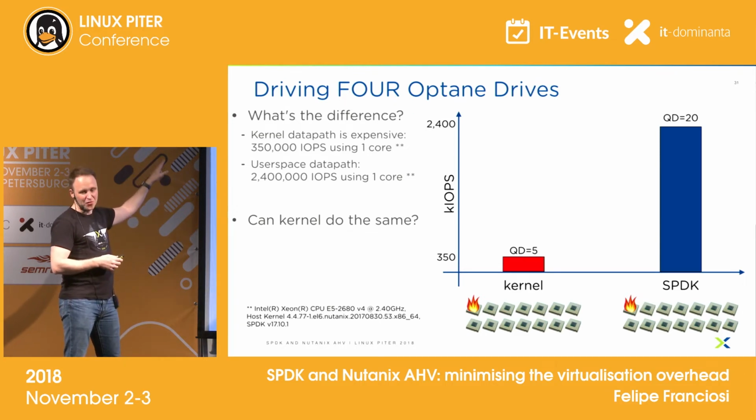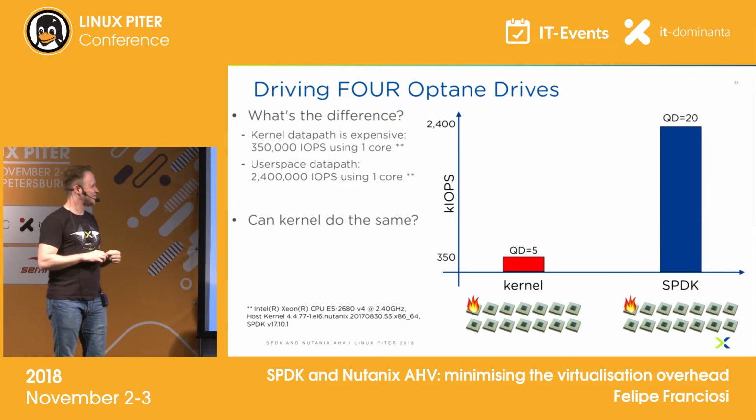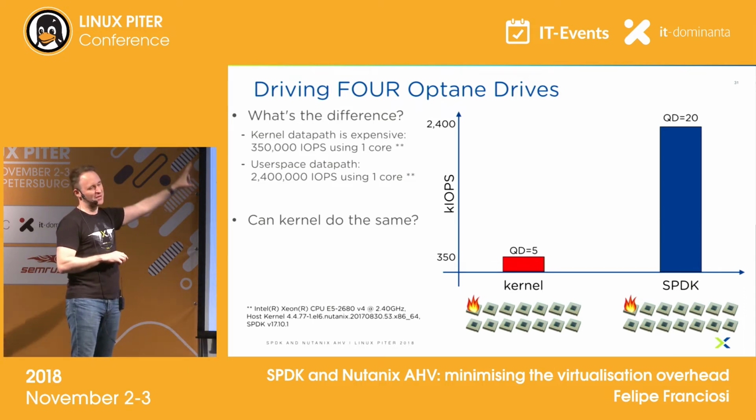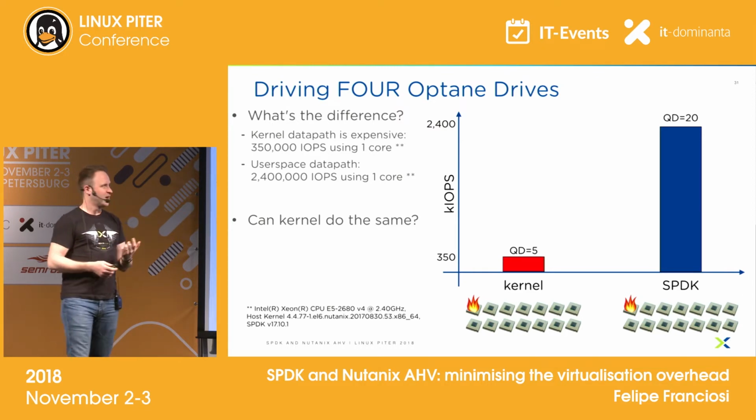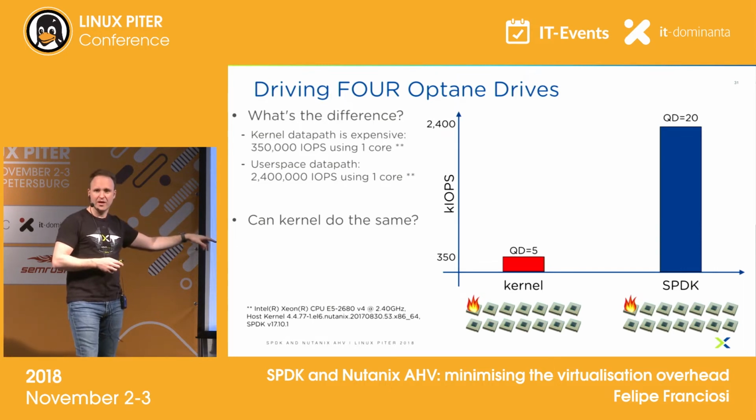SPDK, and by the way, this is 4 drives now. I forgot to mention that. So I took 4 of these Optane drives. It was everything I could get my hands on. Maybe I get some more soon, and if they fit in the box, we can try some extra. But now we're talking about 600,000 IOPS per drive, which is 2.4 million IOPS, right? And SPDK with a single core and as low as queue depth 5 per drive managed to get to 2.4 million IOPS. So you're using one CPU there, and you're getting peak performance out of 4 drives.